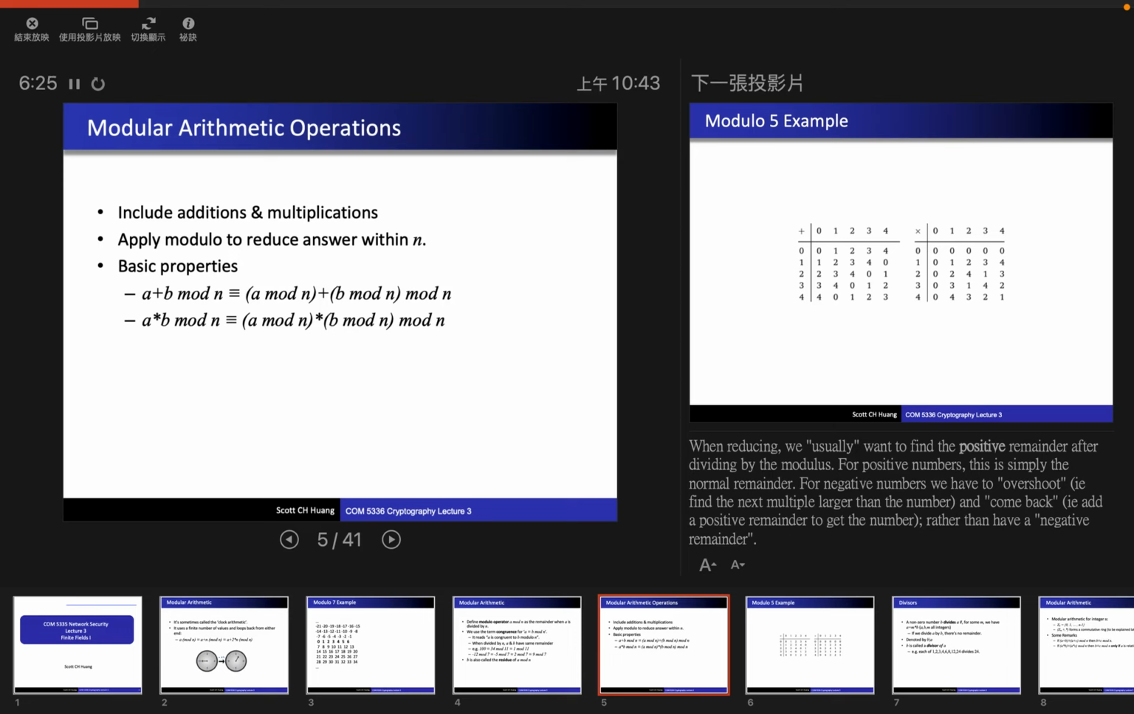But what's interesting is that even for multiplication, it's the same. You have two numbers. You do integer multiplication first. After it is completed, you do mod. It's going to be the same as you do mod first, then integer multiplication, and then mod again.